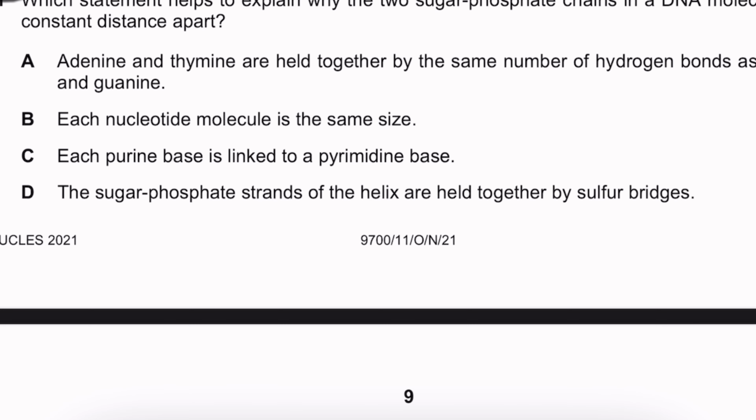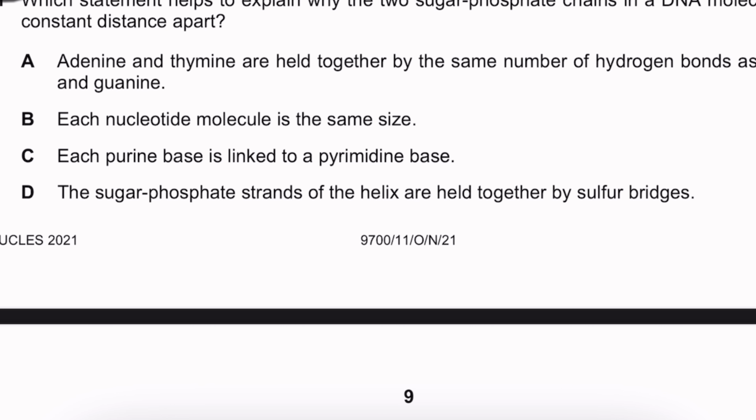It helps to explain why the 2 sugar phosphate chains in DNA molecules are a constant distance apart. The reason the 2 sugar phosphate chains are always a constant distance apart is that the bonds between adenine, thymine, guanine, and cytosine are always going to be the same size, considering that it's a bond between a purine and a pyrimidine. A pyrimidine is a single ring structure, a purine is a double ring structure. Purines are either adenine or guanine, while pyrimidines are either cytosine or thymine. Because cytosine binds to guanine and adenine binds to thymine, the distance is always going to be the same.